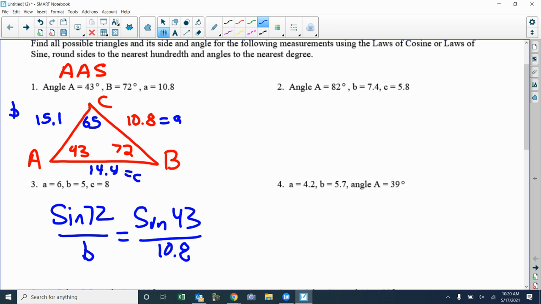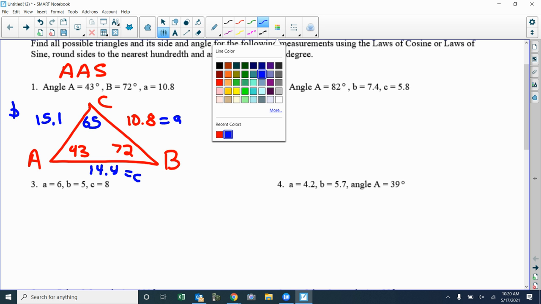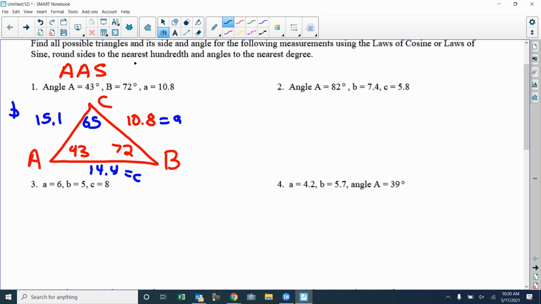Anything else on one? Anyone? All right. I'll just erase that. Okay, on to number 2.